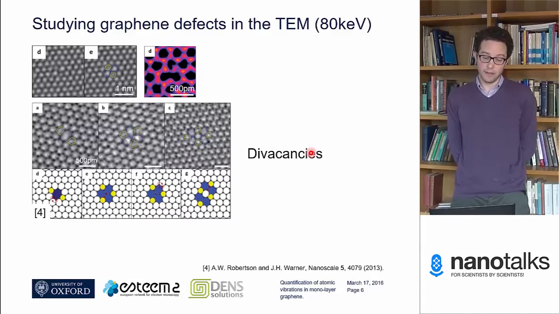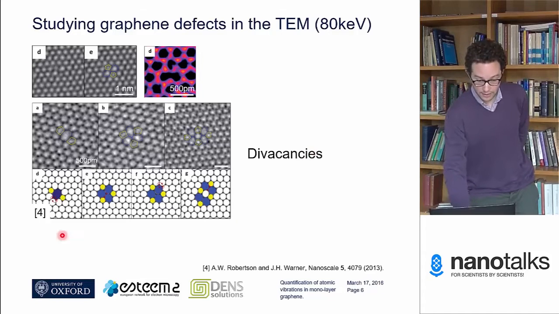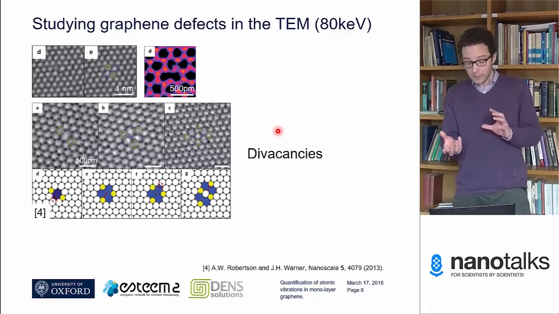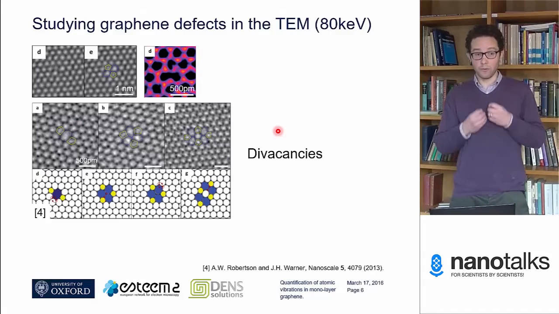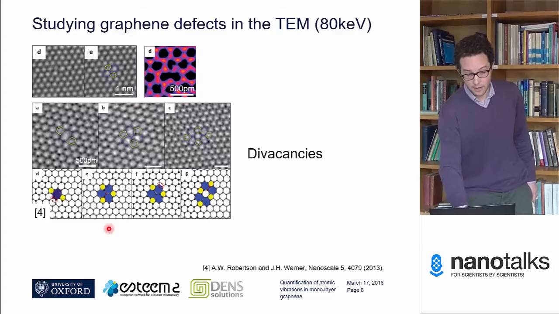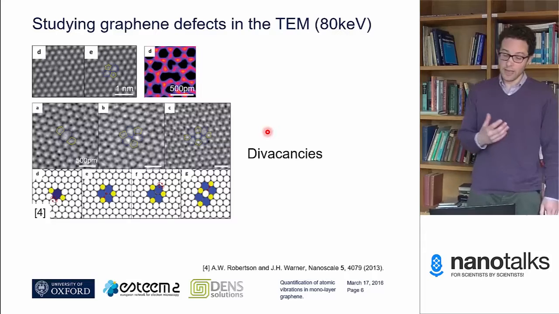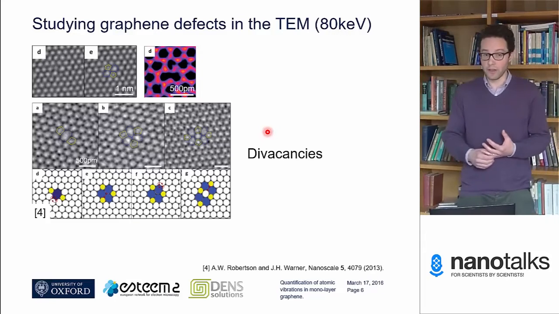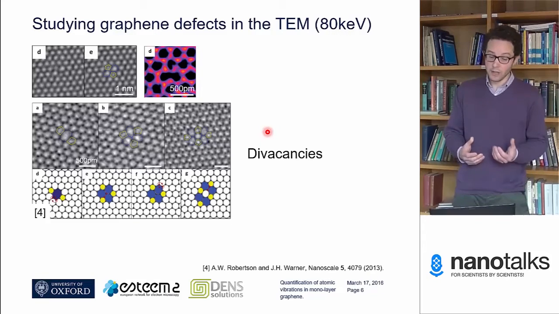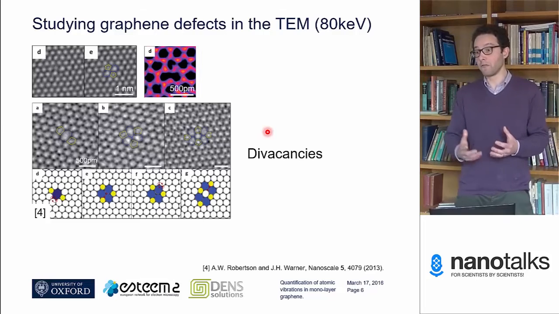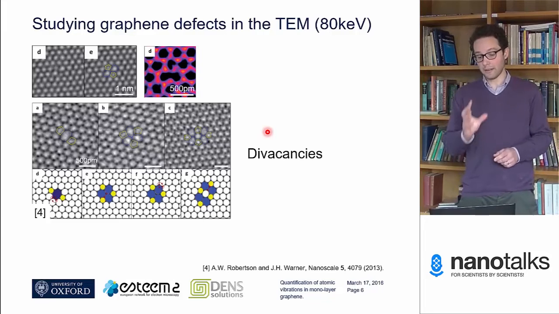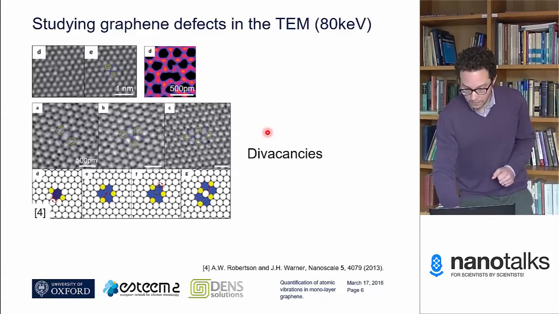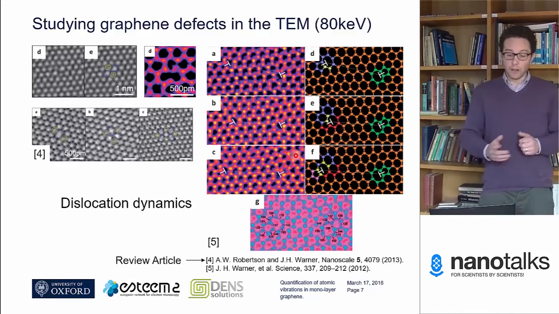So on the left hand here, we can see a simple divacancy. If we then also include bond rotations, so if we lose two atoms and then do numerous bond rotations, we can create increasingly complex defect structures in the graphene lattice. And we see these observed in our room temperature experiments with varying frequencies depending on the energetics of the particular vacancy.